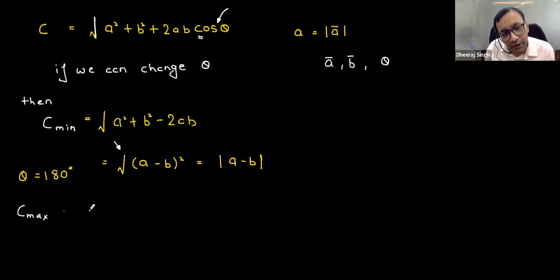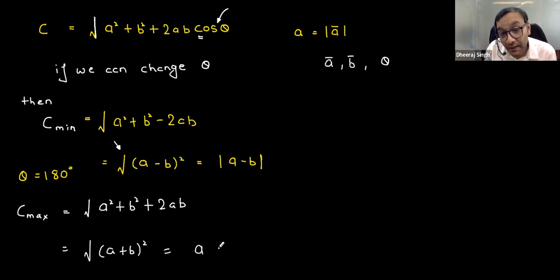What do you think the maximum value will be? What would be the maximum value when theta is zero and cos theta is one? That will be root over a square plus b square plus 2ab, so this is root over a plus b the whole square, which is a plus b. So the maximum value of the sum of the two vectors can be a plus b. The minimum value can be a minus b. I hope it makes sense.